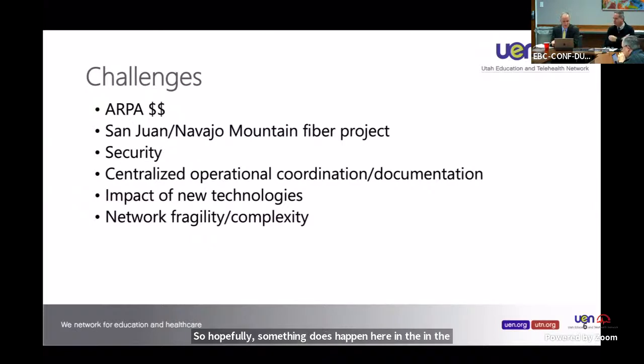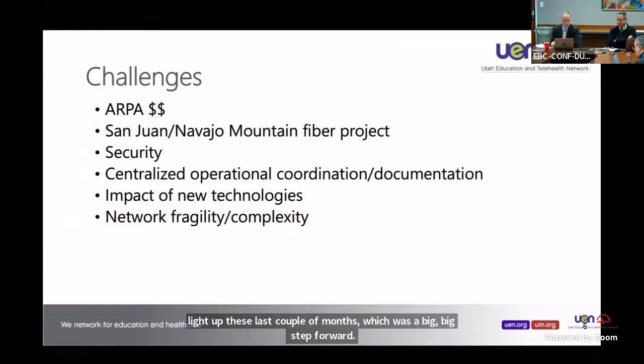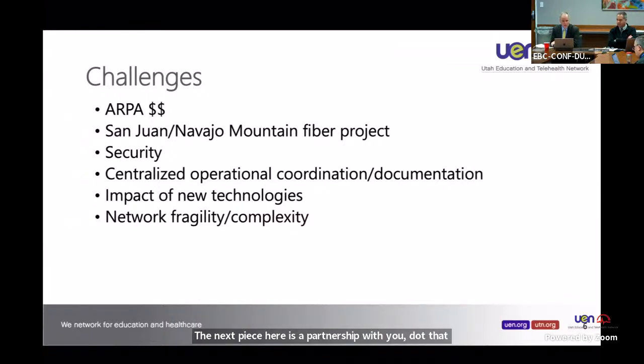Just a quick update on a significant project for the network that's been out there for several years. It's one we are continuing to work on. We feel like we're getting ever so by millimeters closer. This is a fiber connection down into the Navajo Nation. We did have in Monument Valley some connections that did light up these last couple of months, which was a big step forward. The next piece here is a partnership with UDOT that we're trying to get done. There's a few approvals we're working on to get permitting with the Navajo Nation, and then we're hopeful we can move on with getting potentially an extension with the FCC because of the delays that are here.